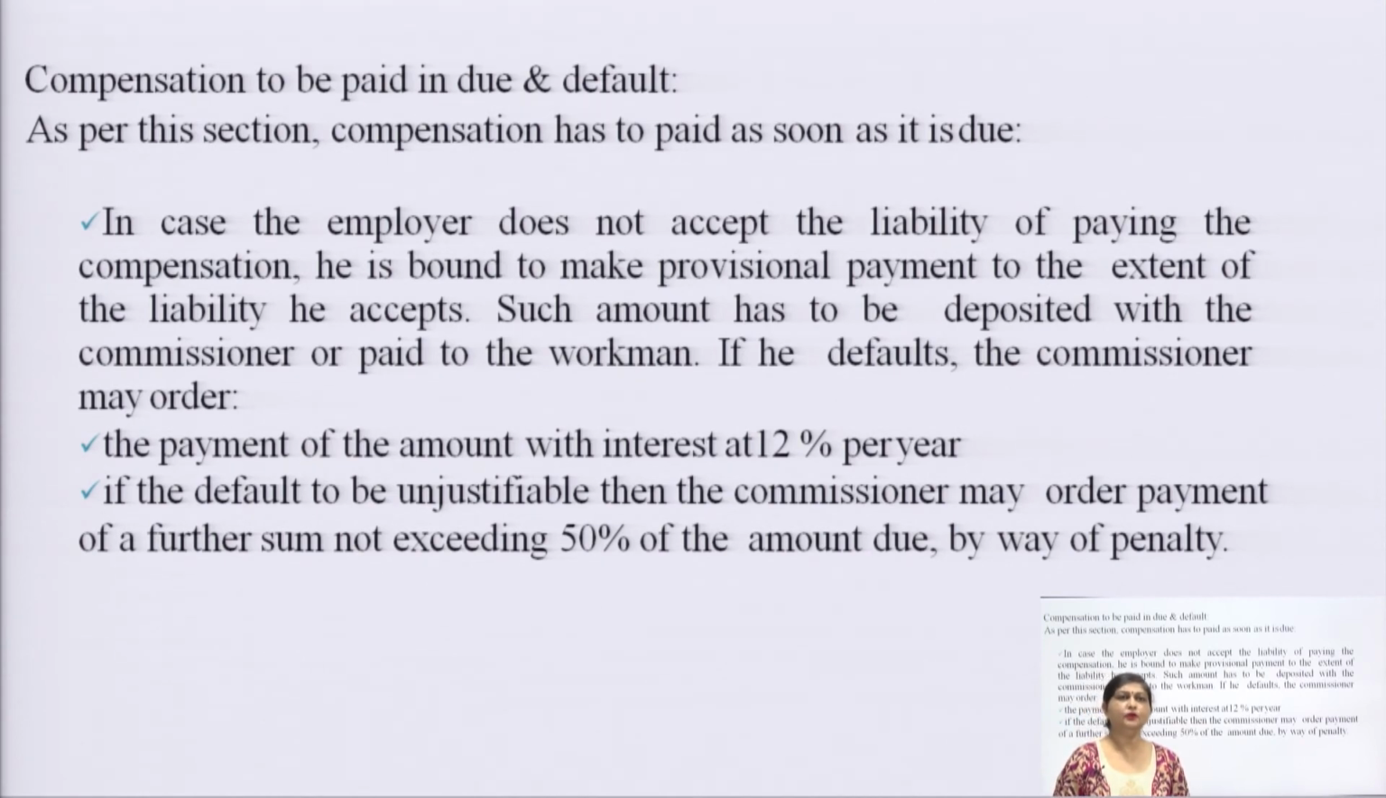Now, compensation to be paid, due and default. As per this section, compensation has to be paid as soon as it is due. In case the employer does not accept the liability of paying the compensation, he is bound to make provisional payment to the extent of the liability he accepts. Such amount has to be deposited with the commissioner or paid to the workman.